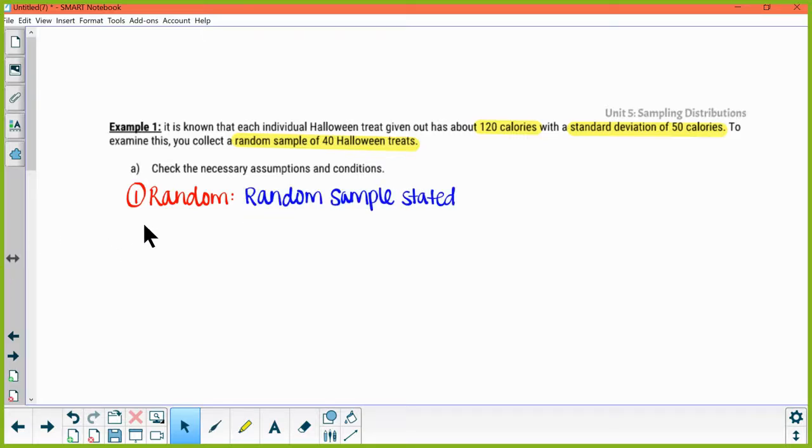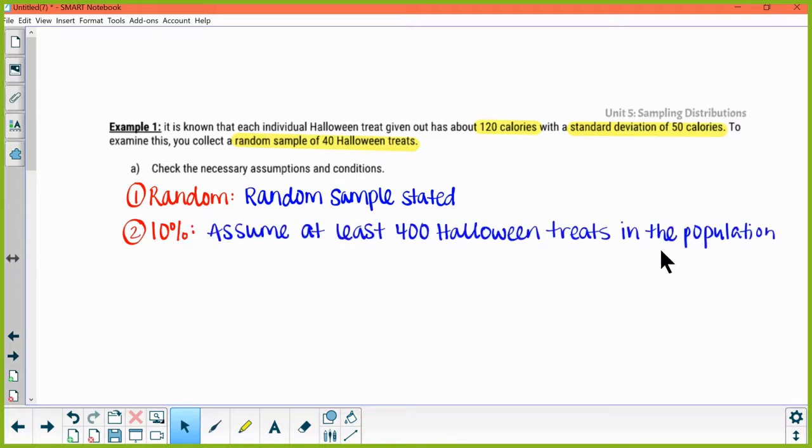Second condition is going to be our 10% condition, and I'm just going to go straight into the statement that I generally write for these types of questions. I'm going to say assume at least 400 Halloween treats in the population. Now, this is the same thing as saying Halloween treats greater than or equal to 10 times 40 is equal to 400. Just remember, you want your sample to be less than 10% of your population. I generally write the sentence because it's one of those things where it's the same thing written over and over again, and that tends to be what is easiest to remember.